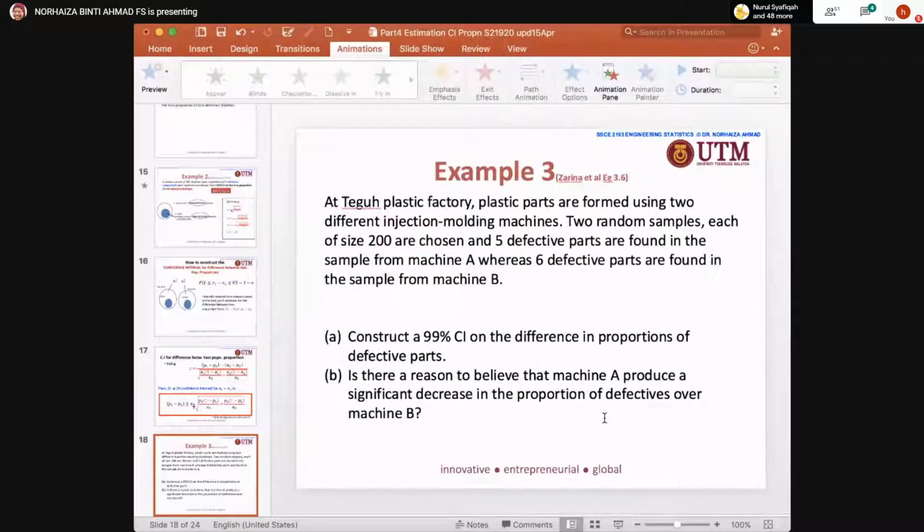Proportion questions, like confidence interval questions, are rich with that kind of question just now. I said it gives you different information, and the second challenge for this kind of question is that it will ask for interpretations of the interval. Let's look at the first part first. Construct a 99% confidence interval on the difference in proportions. This is quite straightforward.